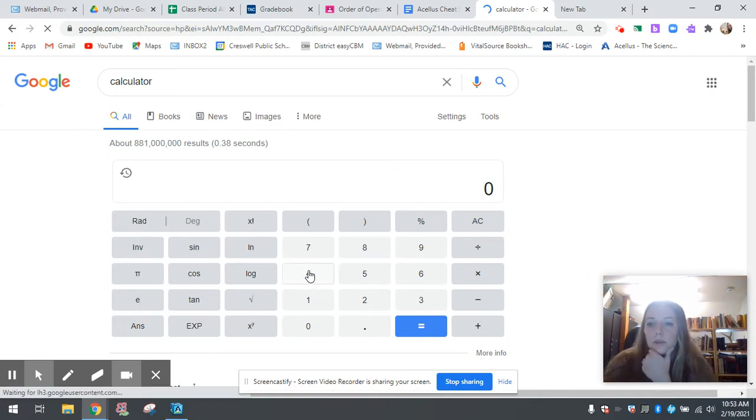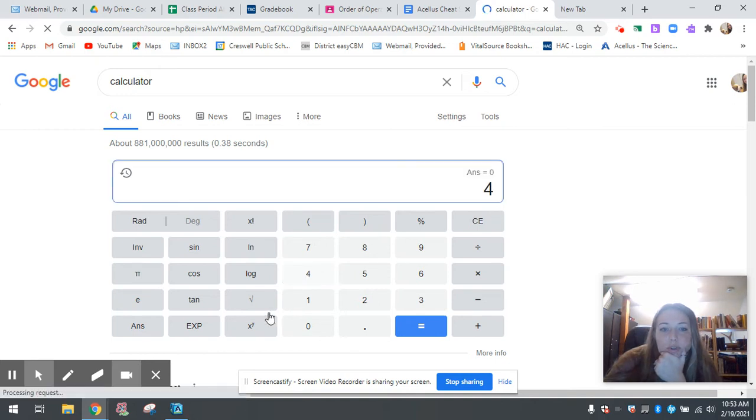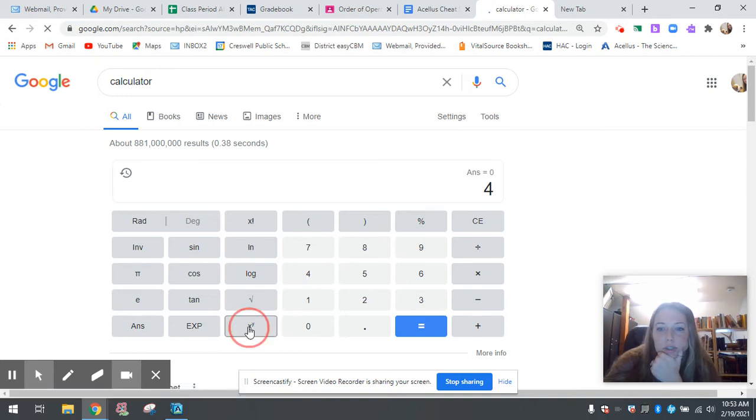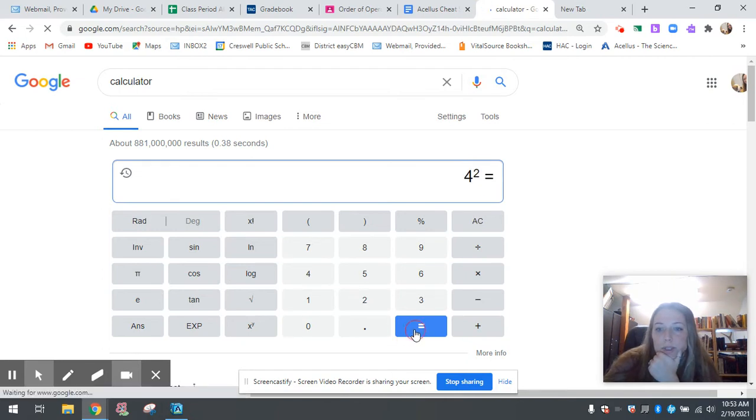Uh-oh, my internet's lagging. 4, and then I click the exponent function, to the power of 2, and I press equals, and it gives me 16. So I posted a video that explains what exponents are. Please watch that for more of an explanation of that.